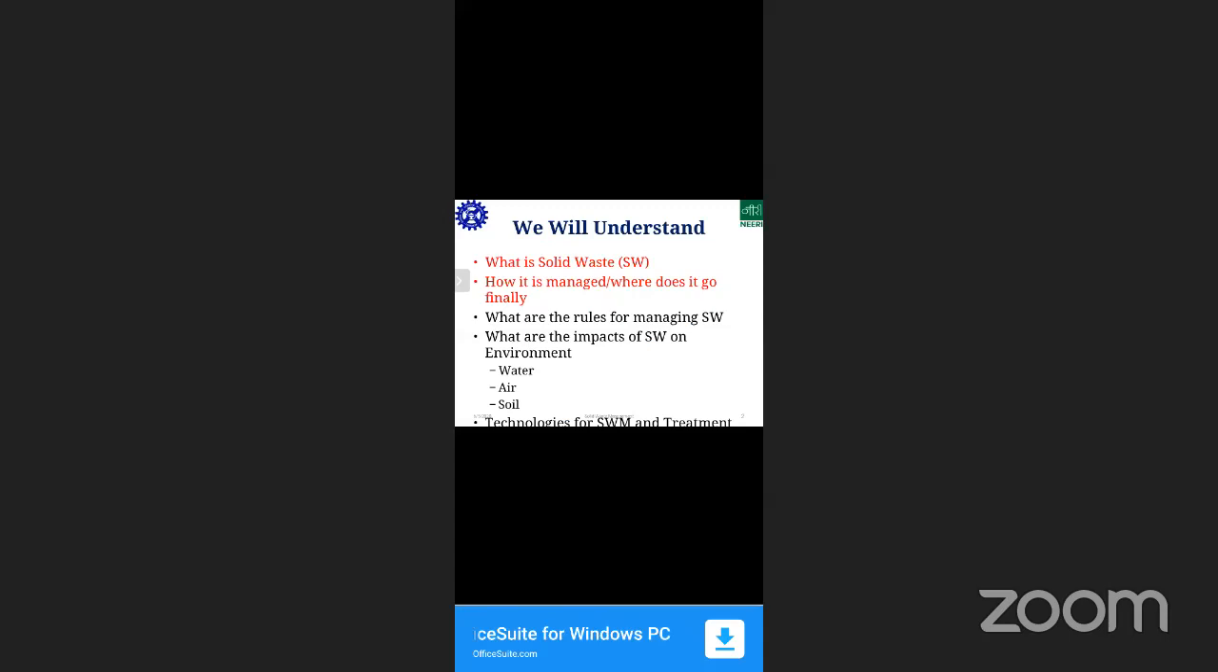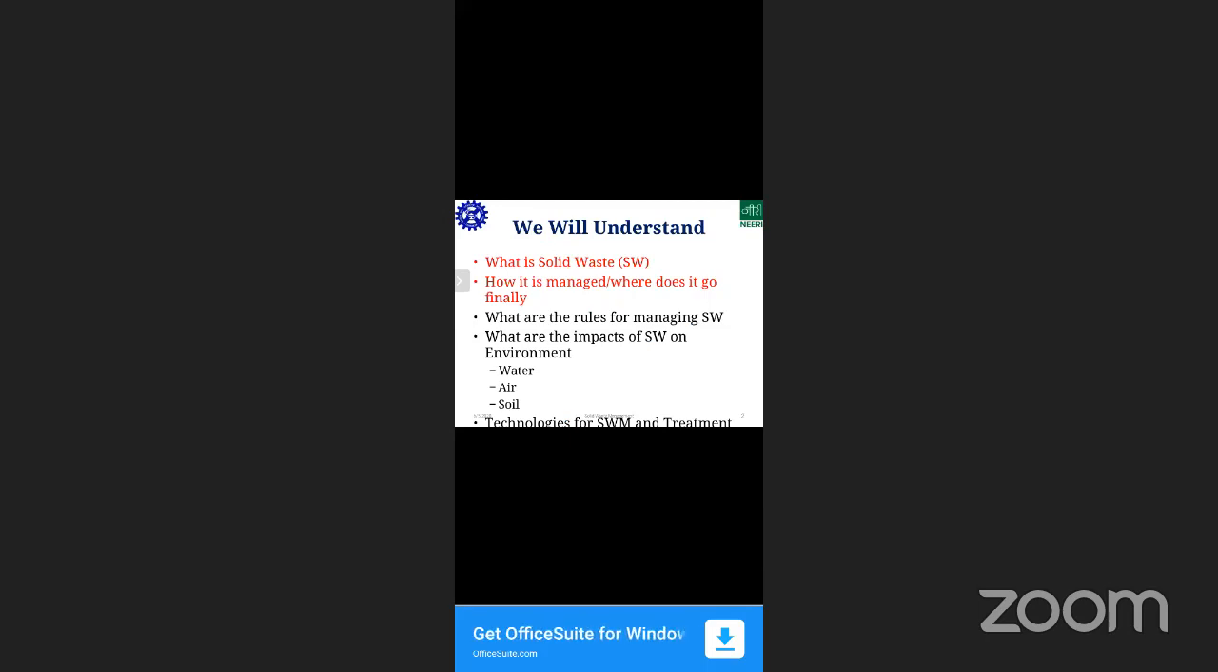Today's topic is solid waste management. We'll try to understand what solid waste is, how it is managed, where it is generated, and where it finally goes. Actually, most of us don't know where it goes exactly. We just dump the waste or give it to some waste collector who comes to our area, and we really don't know what happens to it. But it is creating a hell of a mess which needs to be addressed and solved by us. Otherwise, future generations will be affected.